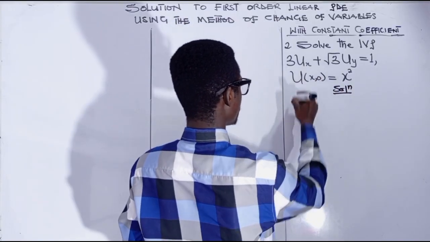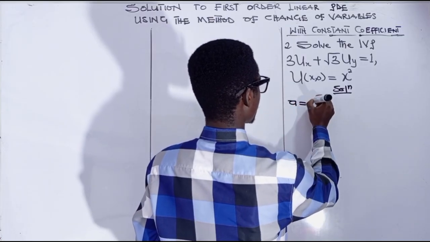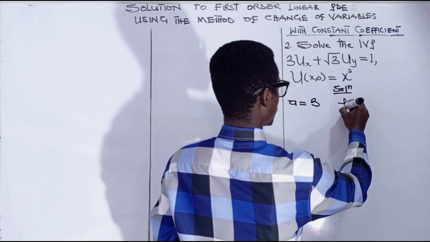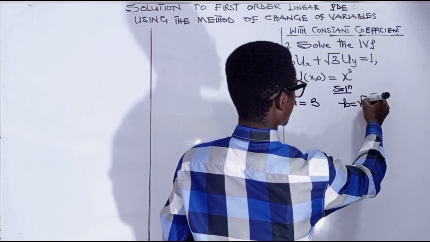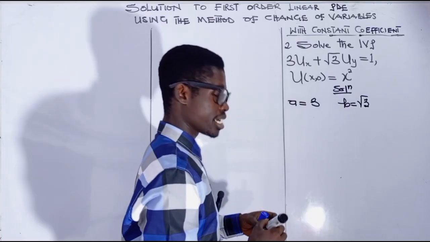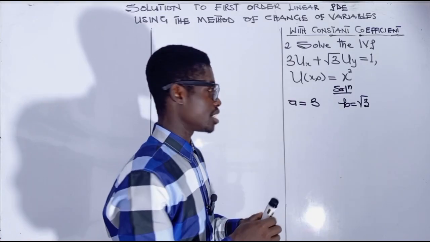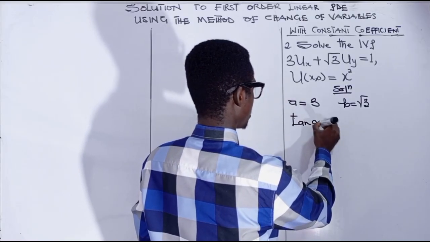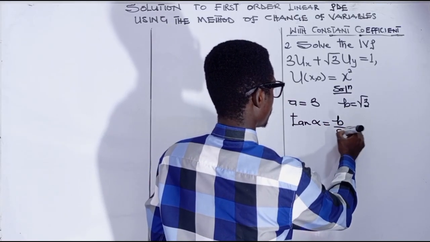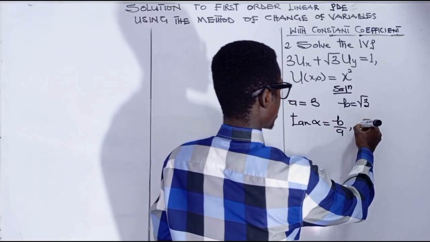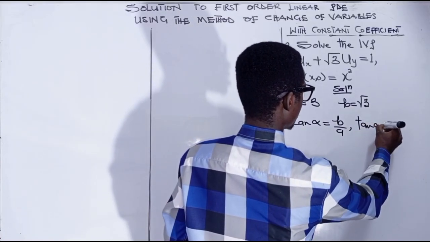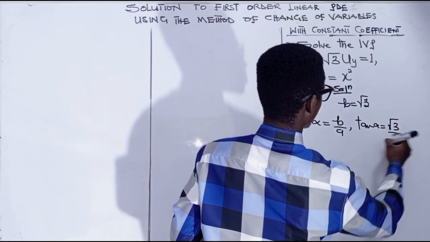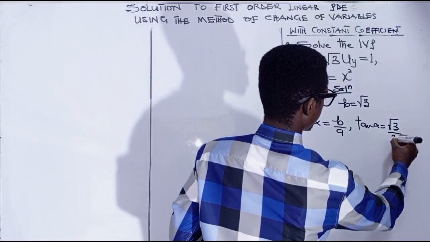The coefficient of u_x is a equal to 3, and the coefficient of u_y is root 3, so b is equal to root 3. Once you get it, you find your angle alpha, and we know that tan alpha is equal to b all over a. So tan alpha is equal to b, which is root 3, all over a, and our a is 3.